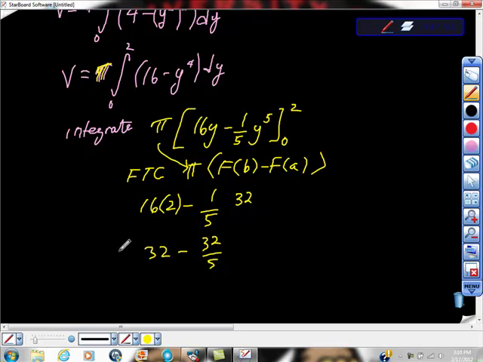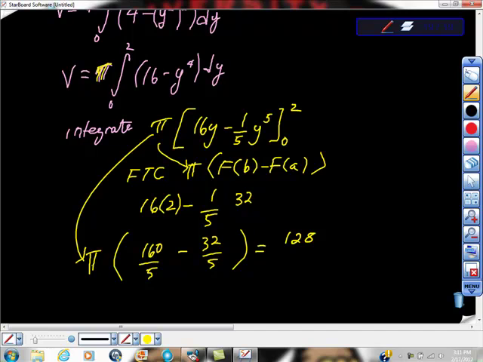Oh my gosh, you guys, remember, keep bringing that pi value down there. You'll get in trouble. 32 times 5 is 160, so 160 fifths minus 32 fifths is equal to 128 pi fifths. That is the volume.